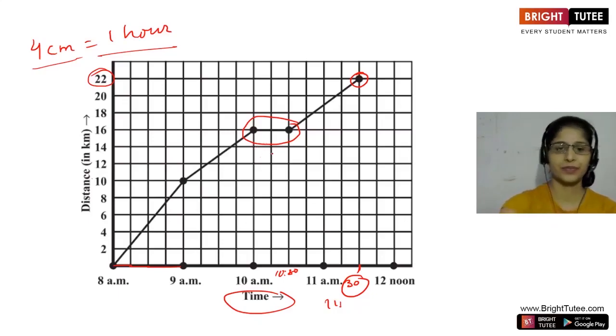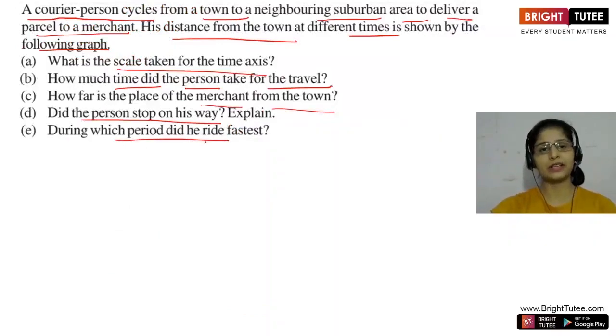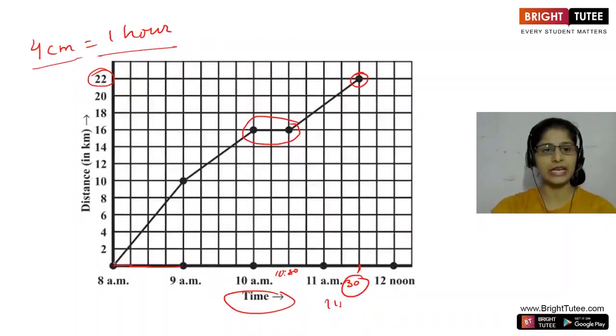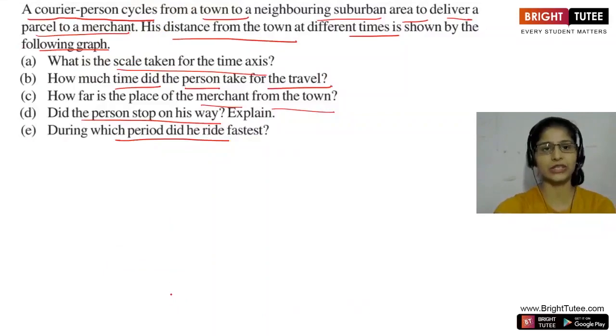Yes, he stopped. Now, during which period did he ride the fastest? That means maximum distance is covered by him. So we see 8 to 9 he covered 10 kilometers. Then 9 to 10 he covered from 10 to 16, that means 6 kilometers. And here it is steady. He is not even moving. And from 10:30 to 11:30, in that hour he moved from 16 to 22, so 6 kilometers. Maximum distance he has covered is from 8 to 9. So he drove fastest between the time 8 a.m. to 9 a.m. Clear? So we have answered all the questions.